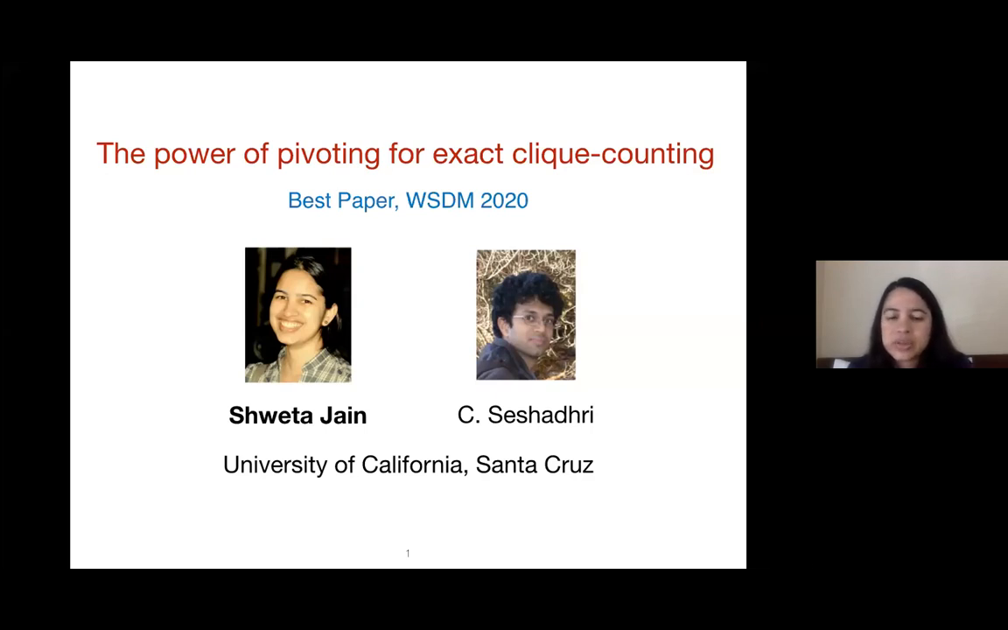And to set some context, this work is about designing practical algorithms. So designing algorithms that will work well in practice. How they perform on real world instances is of interest to us. And we'll be talking about a particular algorithm and a problem, which is clique counting, and an algorithm for that we proposed recently.